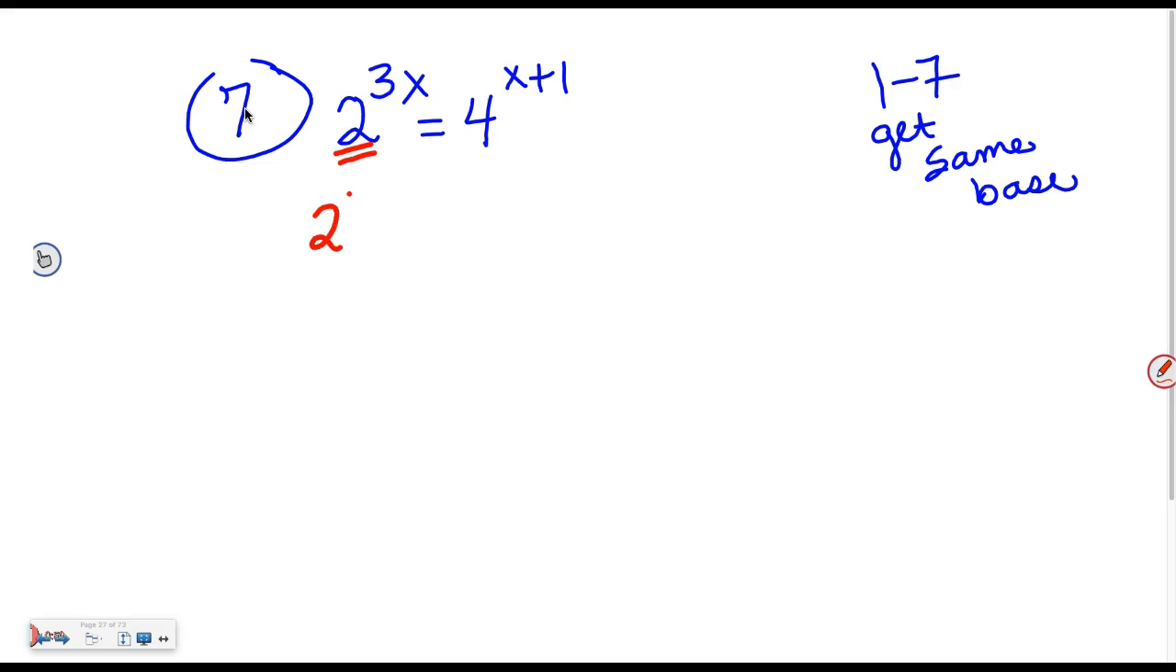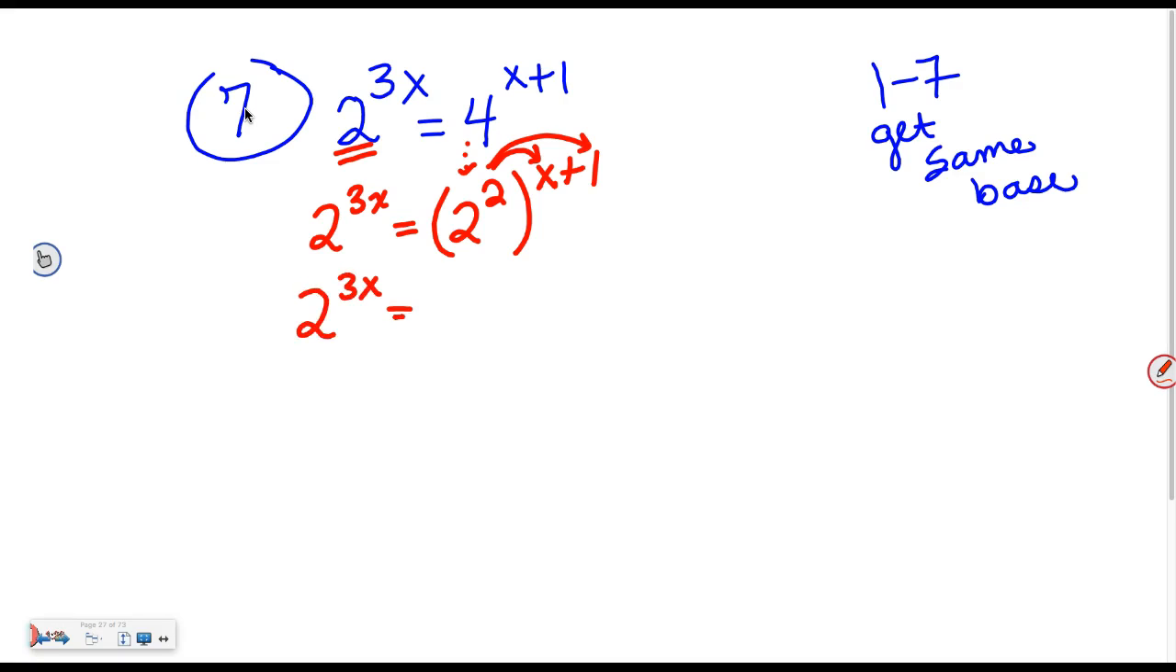So on the left-hand side, I won't do anything. But on the right-hand side, 4 is 2 to the second power. So we'll write it like that. We're going to replace 4 and rewrite it as base 2. We still raise it to the x plus first. Once you have the common base, remember that when you do power to a power, you multiply the exponent. So again, the left side is holding steady here. The right side becomes 2 to the 2 times x plus 1, which gives you 2x plus 2.